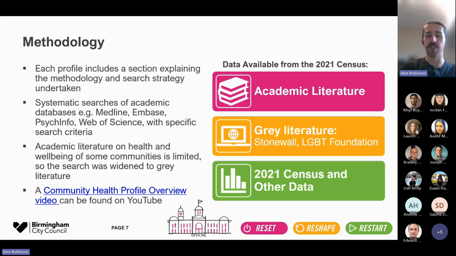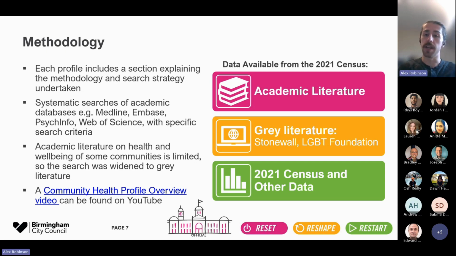When we did that search, there was consideration of the quality of the studies and the data in the results, and we had a set of quality criteria that we used to do that. For the lesbian and the trans profiles, these were written externally by commissioned organisations in 2022, and the search strategy for those is slightly different, but on the whole fairly similar. And the search strategy and the methodology involved are explained within each of the profiles as well.